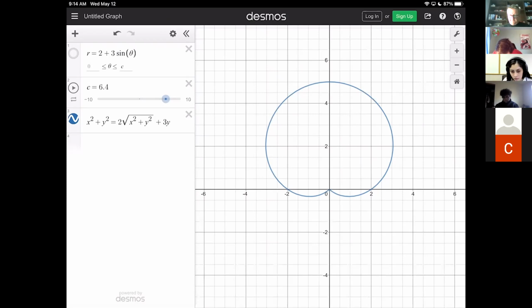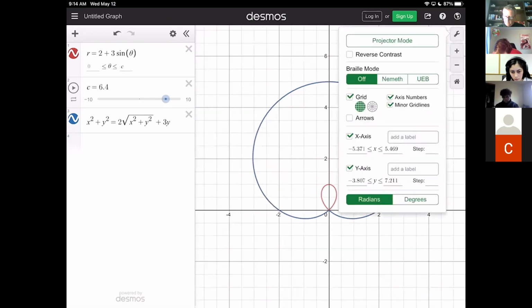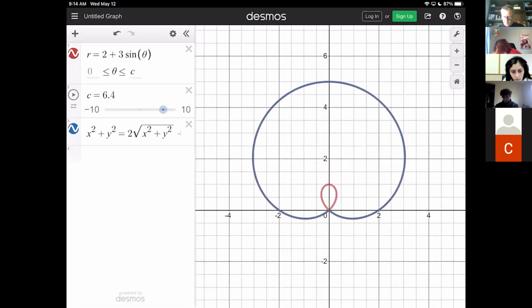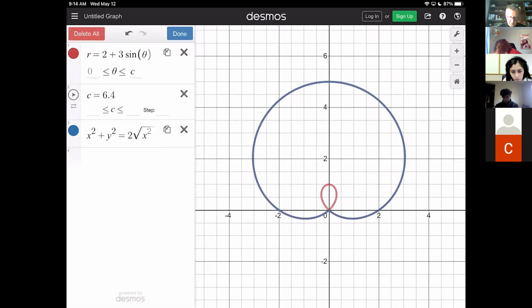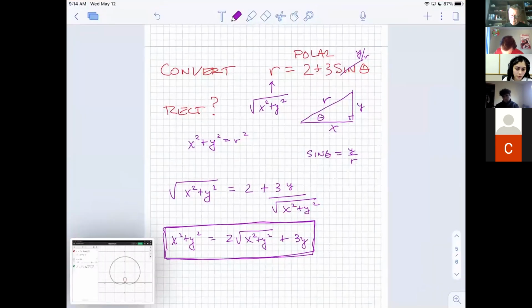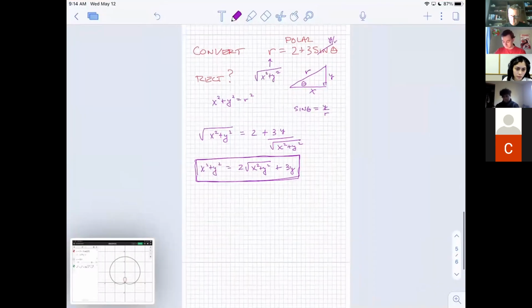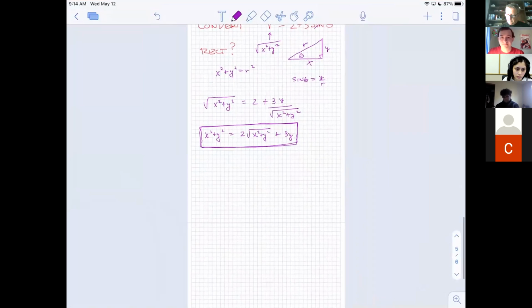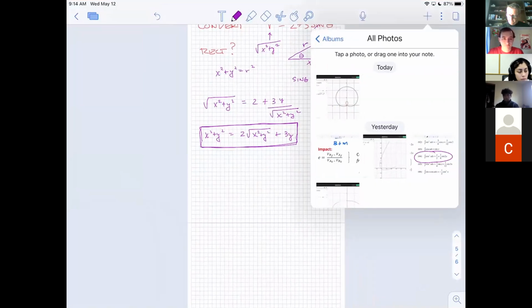Now, let's see. I think I'll graph both of these and throw this in the notes just because it's kind of cool. Put it in projector mode so it's really obvious that they're different. For some reason, this needs to be green. It shows up a little better. So they're kind of the same. That's kind of fascinating.